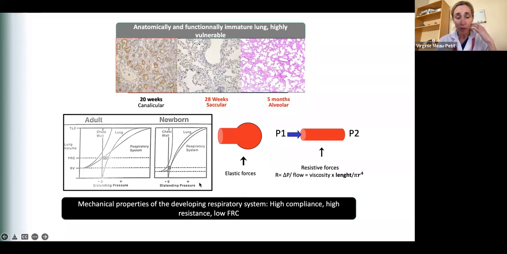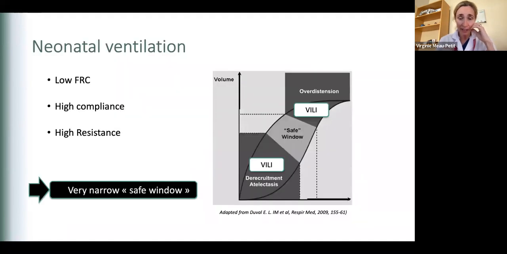In this newborn, we know that the main properties of this respiratory system are very high compliance, high resistance, and low functional residual capacity. And we will have to ventilate these lungs with all these challenges. The low functional residual capacity will make this lung very vulnerable to de-recruitment and atelectasis, and the high compliance and high resistance will make it more prone to overdistension. And finally, the safe window of ventilation remains extremely narrow here.